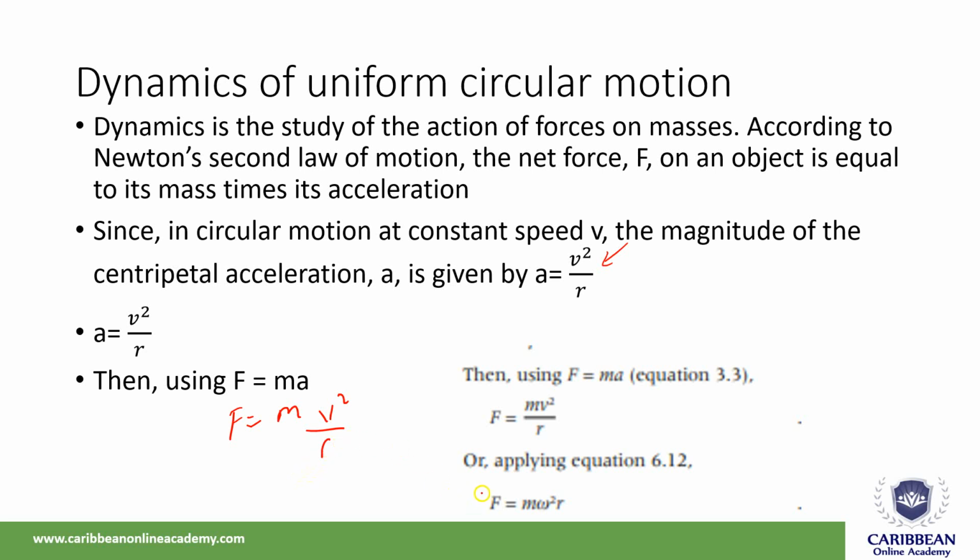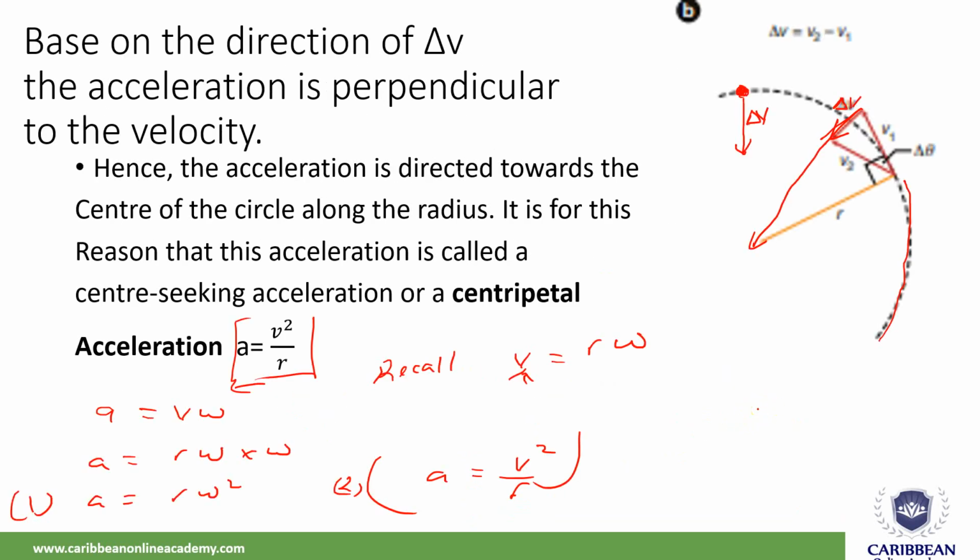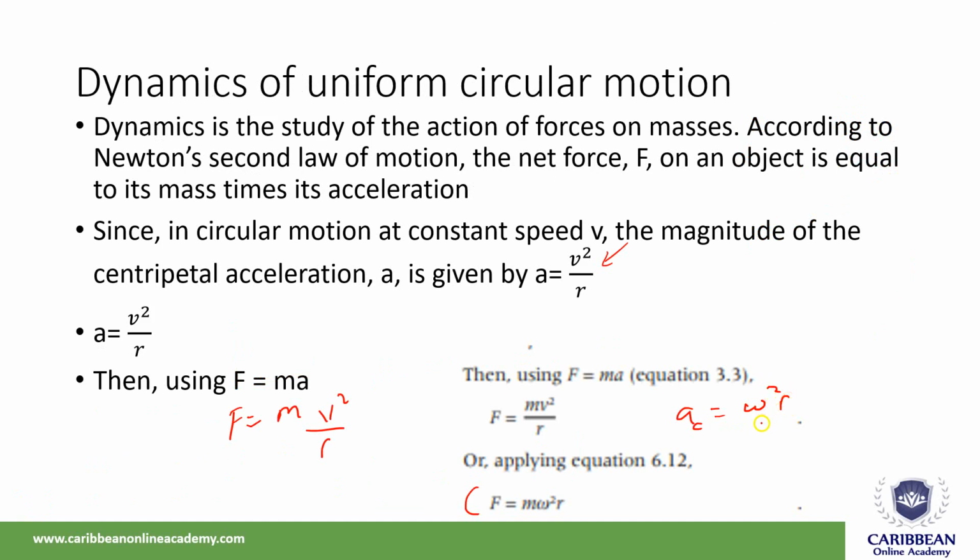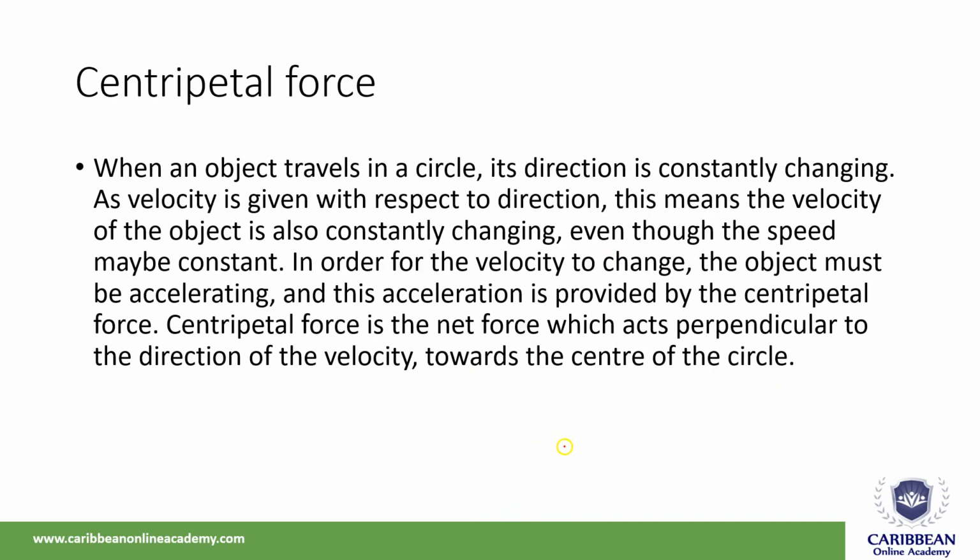Okay? There's another way we can write our net force, and that is force is equal to mass times angular velocity squared times r. Remember that our centripetal acceleration can also be written as omega squared times r. So since we can rewrite acceleration like this from an omega standpoint, we get this equation that says force is equal to mass times omega squared times r. But this is the more conventional one that we've used, that says force is equal to mass times v squared upon r.